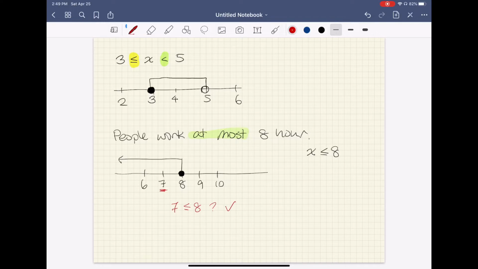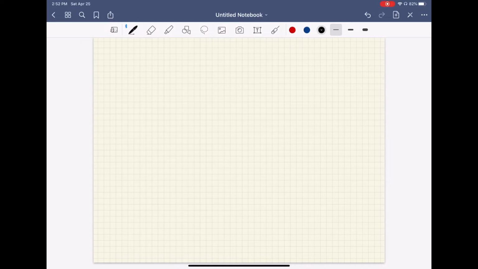Yes, so that means 7 is in our solution region. Now we're moving into section 6.4, and we'll be trying to solve some basic linear inequalities. So let's do an example together. x plus 5 less than 3. Solving linear inequalities is very, very similar to solving linear equations. But there is one exception, and we'll talk about that exception in 6.5.